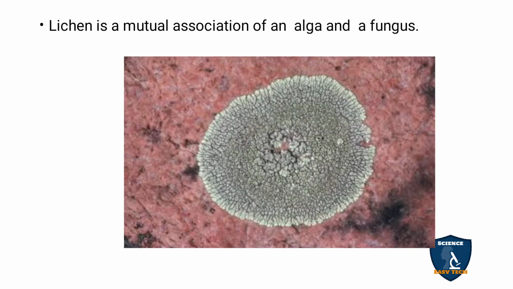Lichen. So lichen is a mutual association of algae and fungi. So the algal partner and the fungal partner. The algal partner is helpful in photosynthesis and synthesizes its own food, but the fungal partner fixes the lichen to the substratum. So this is the lichen.